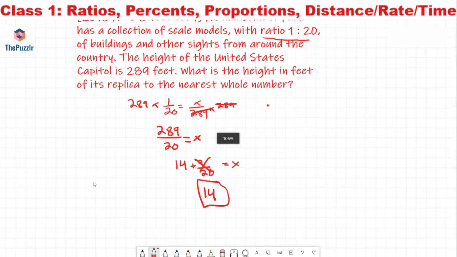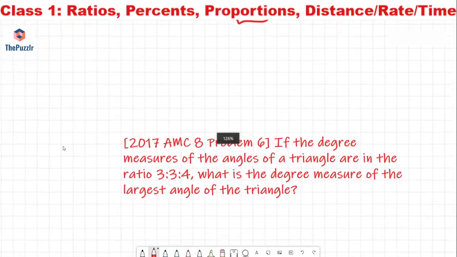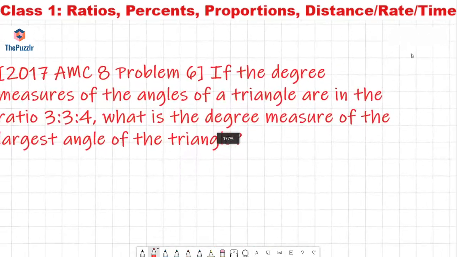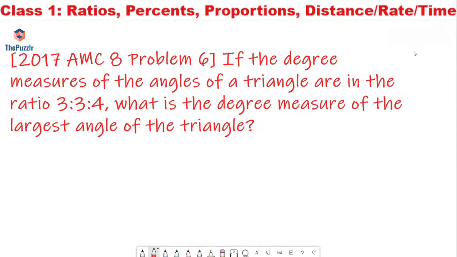Let's move on to the next one. This time we're looking at problem number 6. If the degree measures of the angles of a triangle are in the ratio 3 to 3 to 4, what is the degree measure of the largest angle of the triangle? Take 60 seconds, try this problem.